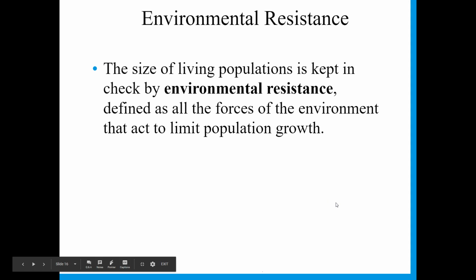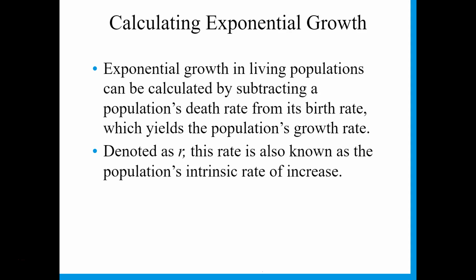The size of living populations is kept in check by environmental resistance, defined as all the forces of the environment that act to limit population growth. This could be a lack of food, a lack of space, or predation. If you get too many individuals, you start getting eaten. There was a writer named Malthus who strongly influenced Darwin, who talked about these limits to population growth. Exponential growth in living populations is calculated by subtracting the death rate from the birth rate. This is also called R.